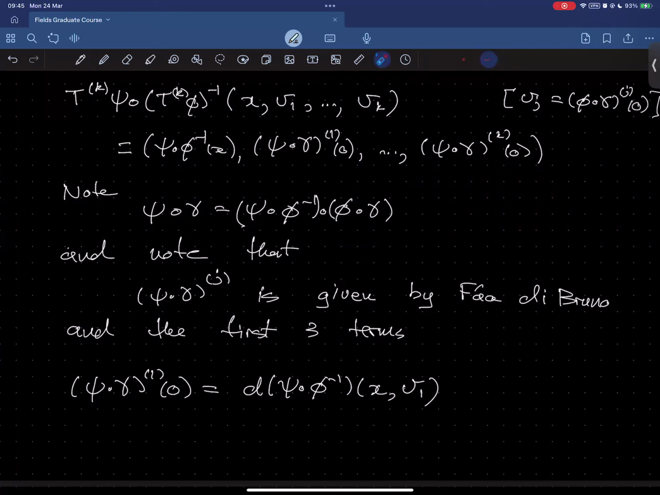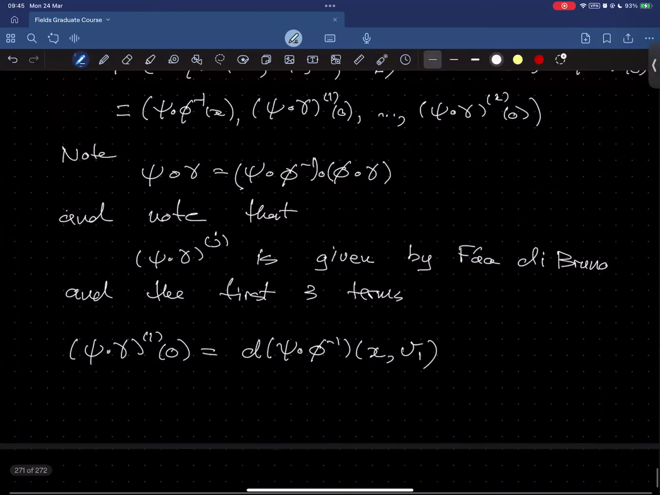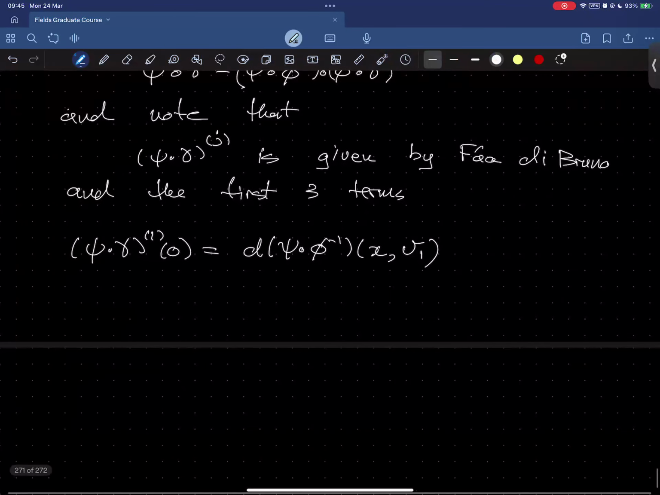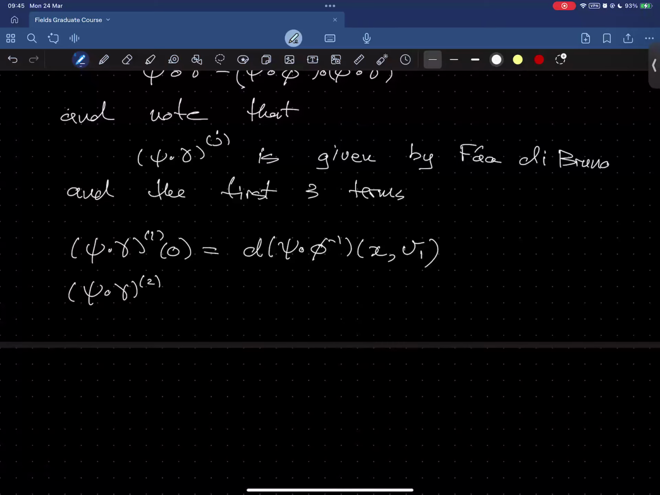All right, so this formula is hiding the chain rule because it's using the fact that phi composed with gamma prime at 0 is equal to V1. Okay, so I'm making that substitution. All right, and I'm going to do the same thing now for the second derivative. So psi composed with gamma 2 at 0. Okay, so you use the chain rule again.